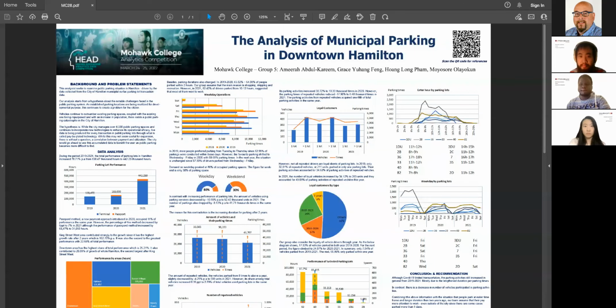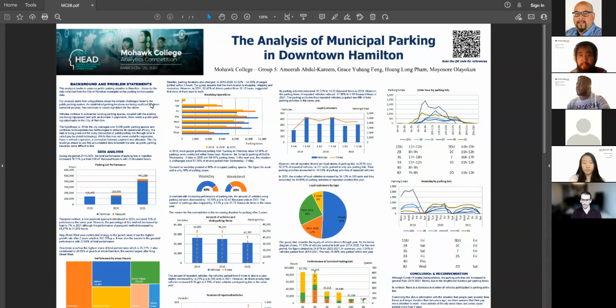Hello, everyone. I will begin by sharing my screen. Can you please confirm if you can see my screen? Yeah, we can see your screen.